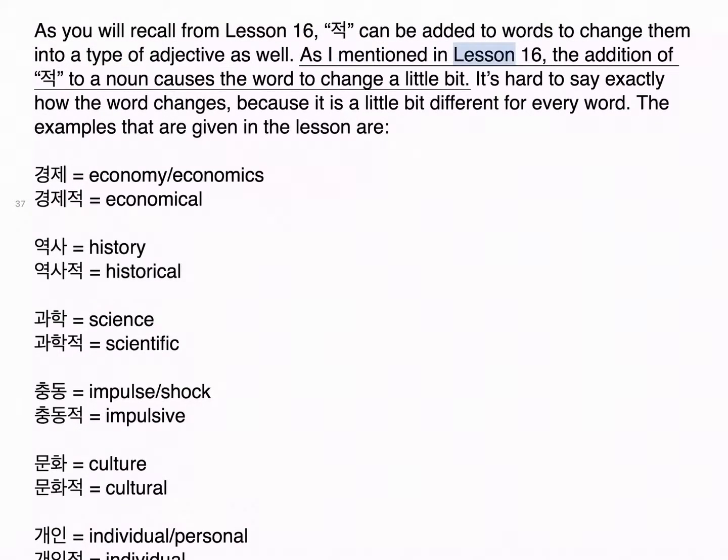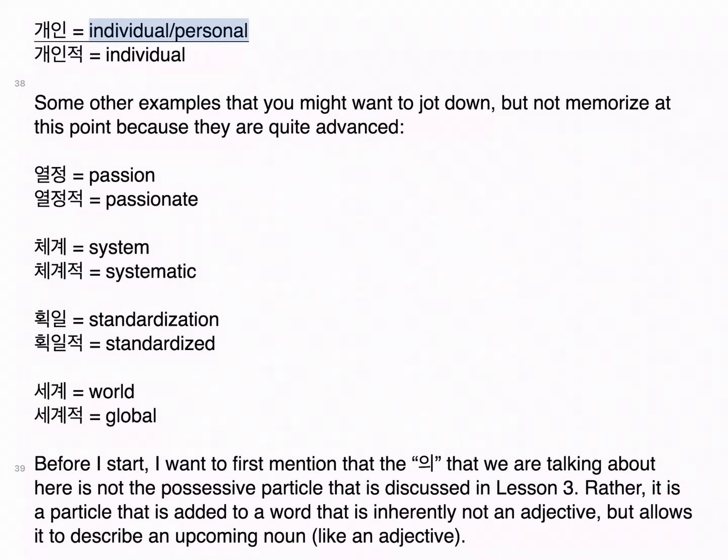As I mentioned in lesson 16, the addition of 적 to a noun causes the word to change a little bit. It's hard to say exactly how the word changes, because it is a little bit different for every word. The examples that are given in the lesson are 경제, economy, economics, 경제적, economical; 역사, history, 역사적, historical; 과학, science, 과학적, scientific; 충동, impulse, 충동적, impulsive; 문화, culture, 문화적, cultural; 개인, individual, personal, 개인적, individual.